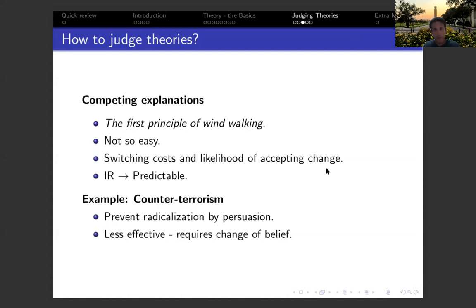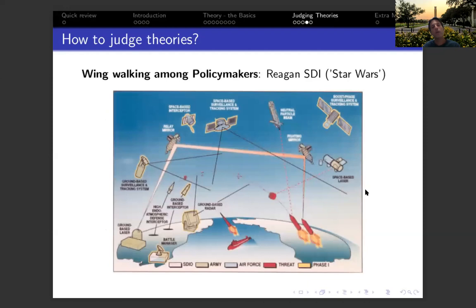Now, I want to give you another example of the difficulty of changing existing ideas in the context of international relations, and that's President Reagan's SDI, the Strategic Defense Initiative, also called Star Wars. This was a defense program back in the 1980s. It was intended to use technology in space to defend the United States against the threat of nuclear attacks from the Soviet Union.